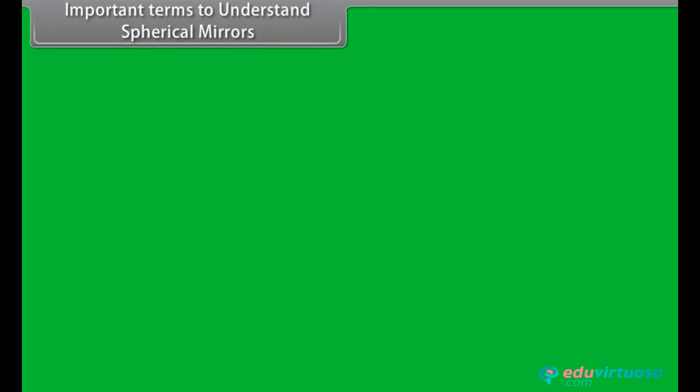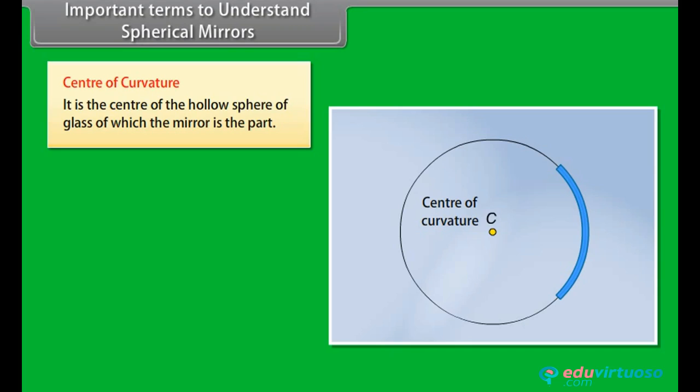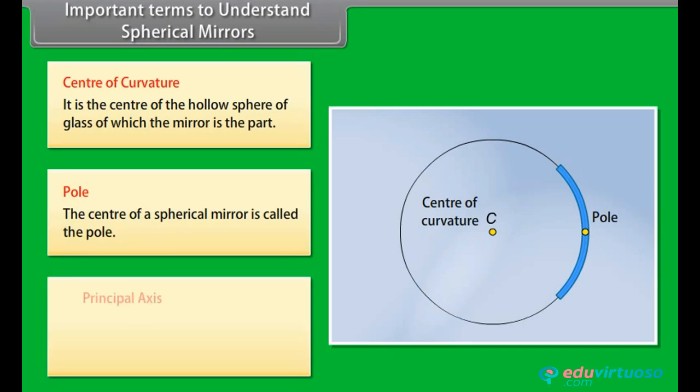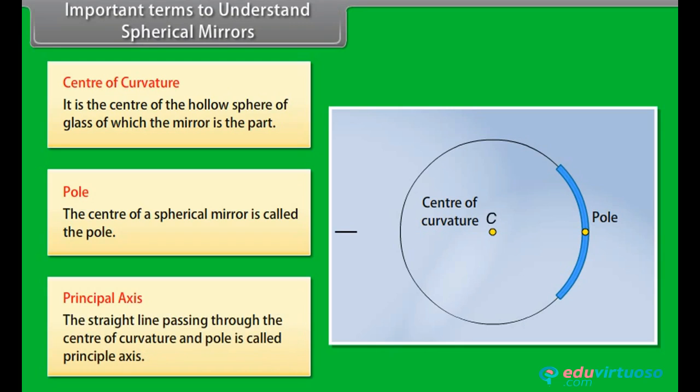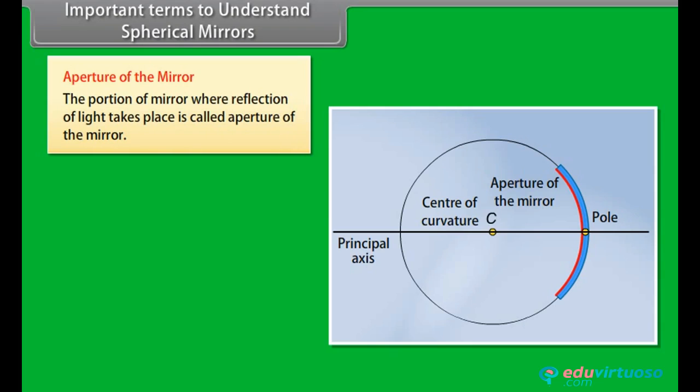Important terms to understand spherical mirrors. Center of curvature: it is the center of the hollow sphere of glass of which the mirror is a part. Pole: the center of a spherical mirror is called the pole. Principal axis: the straight line passing through the center of curvature and pole is called the principal axis. Aperture of the mirror: the portion of the mirror where reflection of light takes place is called the aperture of the mirror.